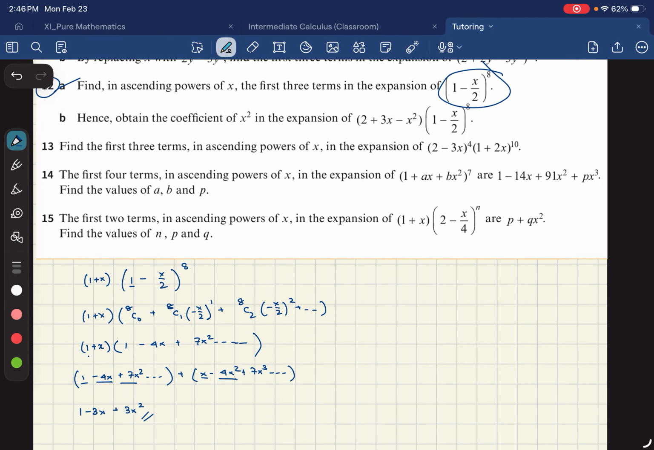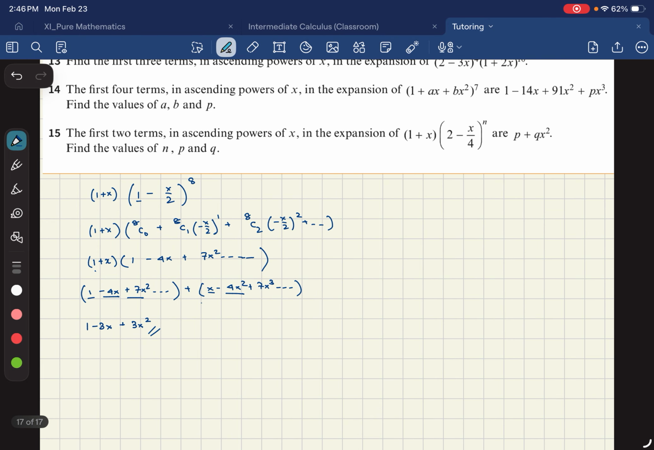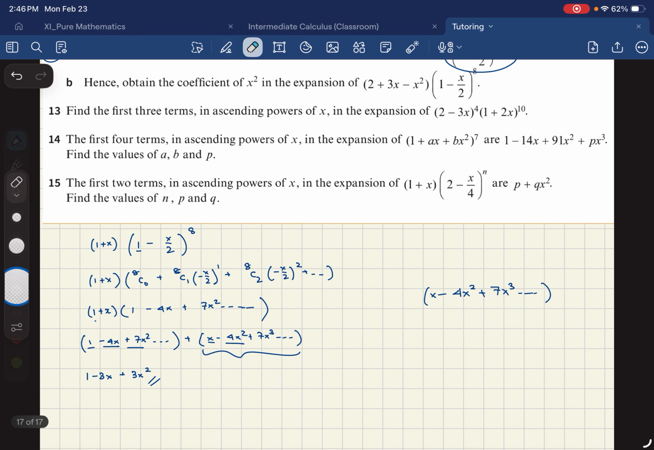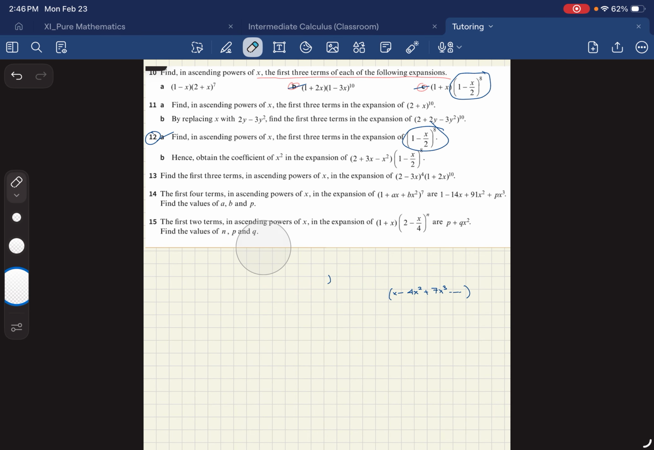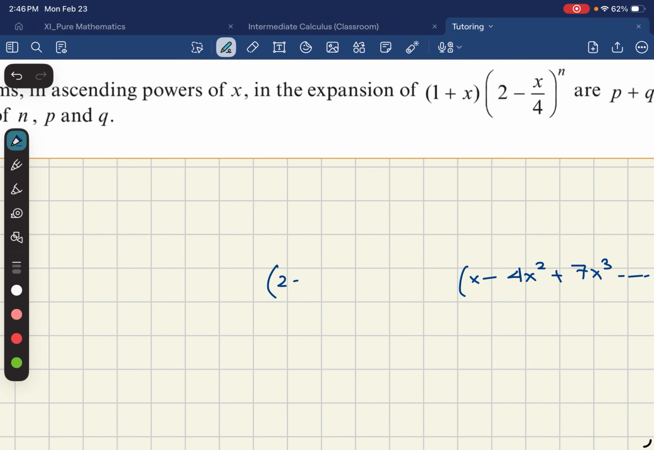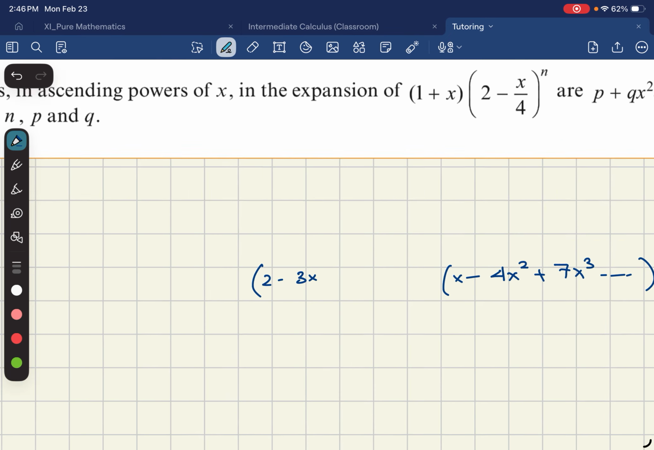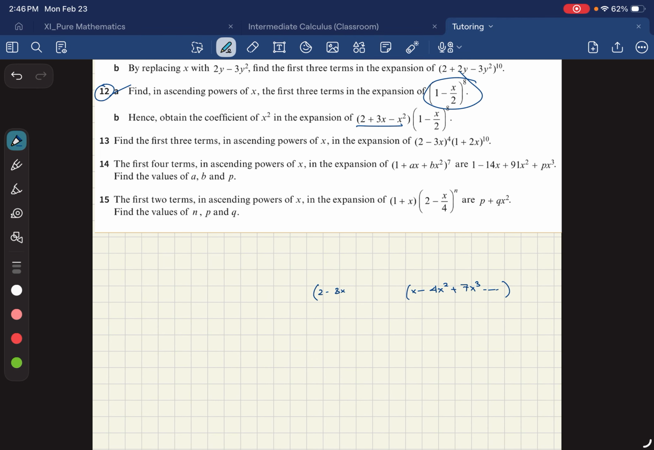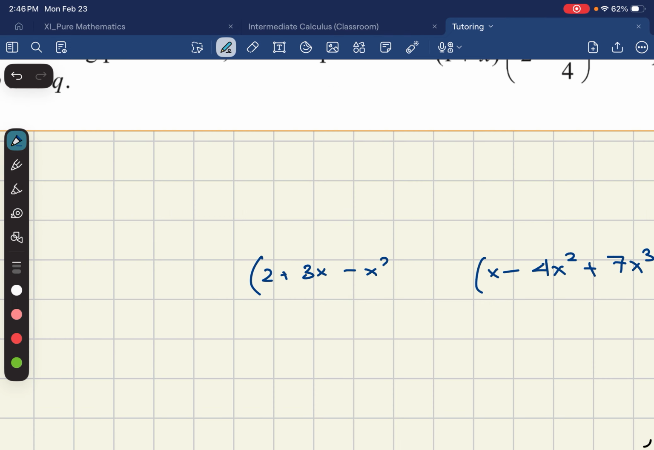We have already done a. So because the ascending powers of x, that is just this thing: x minus 4x squared plus 7x cubed. That is in ascending powers of x, the expansion of that thing. Hence, obtain the coefficient of x squared. So I'm multiplying this thing basically by 2 plus 3x minus x squared.